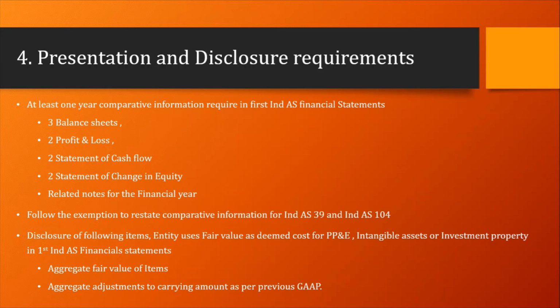So in the first Ind AS financial statements, what are those disclosures? The aggregate value of all line items, meaning the aggregate fair value of all items: investment property, PP&E, and intangible assets. Also they have to disclose in aggregate all the adjustments they have made to their carrying amount as per the previous GAAP. Okay, so this is a disclosure they have to give.